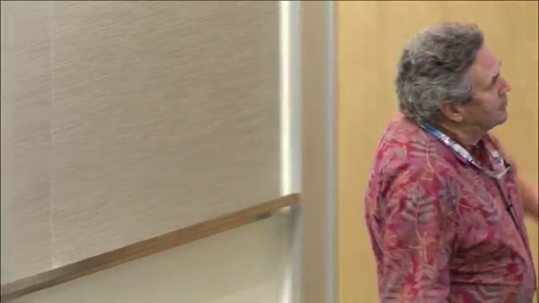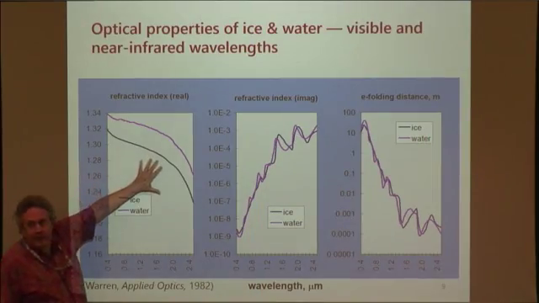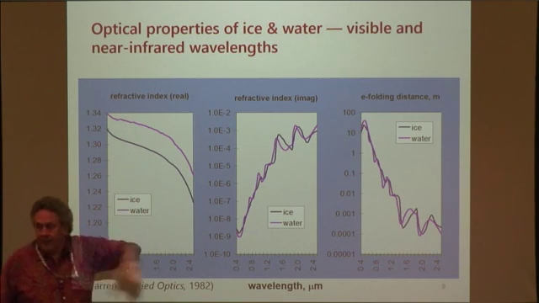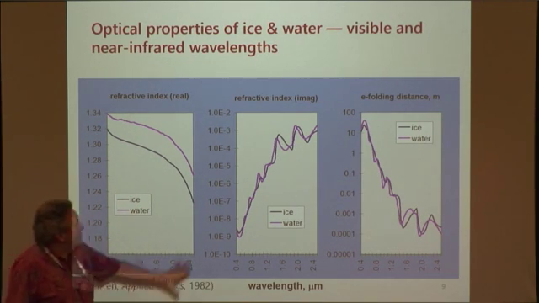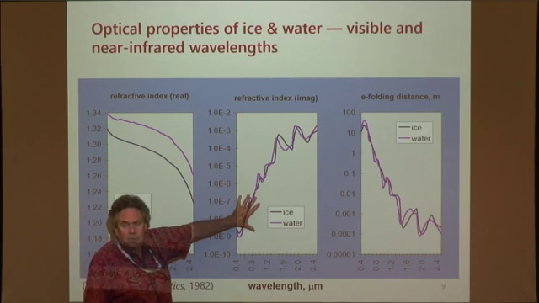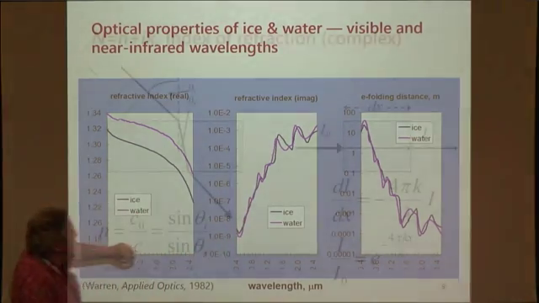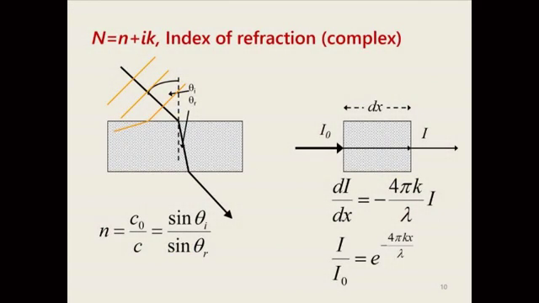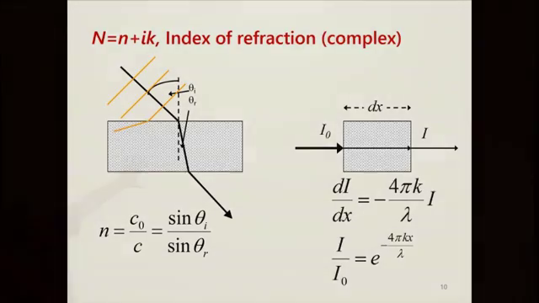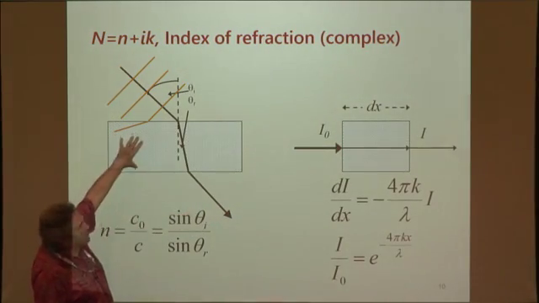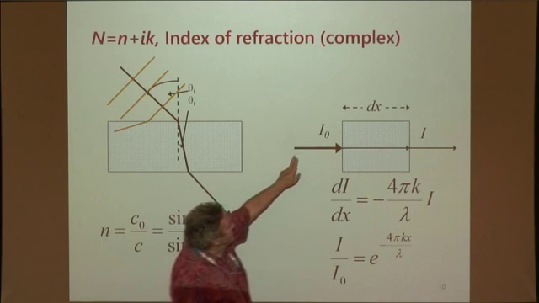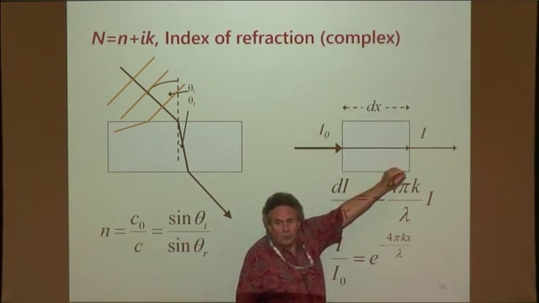So this is a graph of the optical properties of ice and water, and this is the index of refraction, the kind of thing you learned about in high school about how light bends when it goes through a substance. This is the absorption coefficient. And I've actually got a slide that kind of explains what these are. This is the definition of the refractive index, how the light bends as it goes through a material. This is the definition of the absorption coefficient.